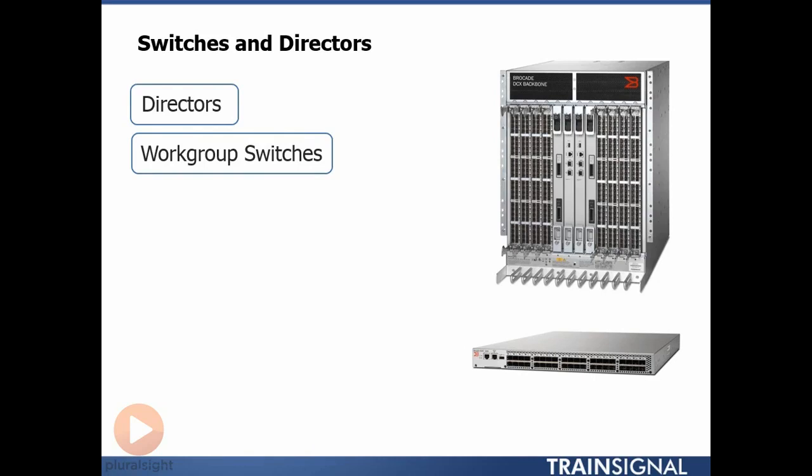And mentioning redundant control processors, director class switches have two control processors that run in active-passive mode, with one active and the other ready and waiting to take over in the event that the active processor fails, enabling the entire director to remain up and running even if a control processor fails. And last but not least, directors are obviously a lot more expensive than workgroup switches.